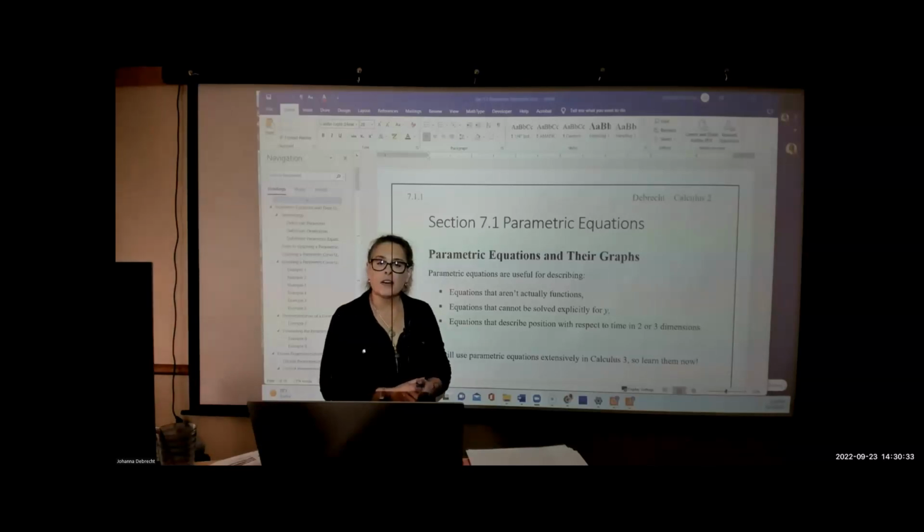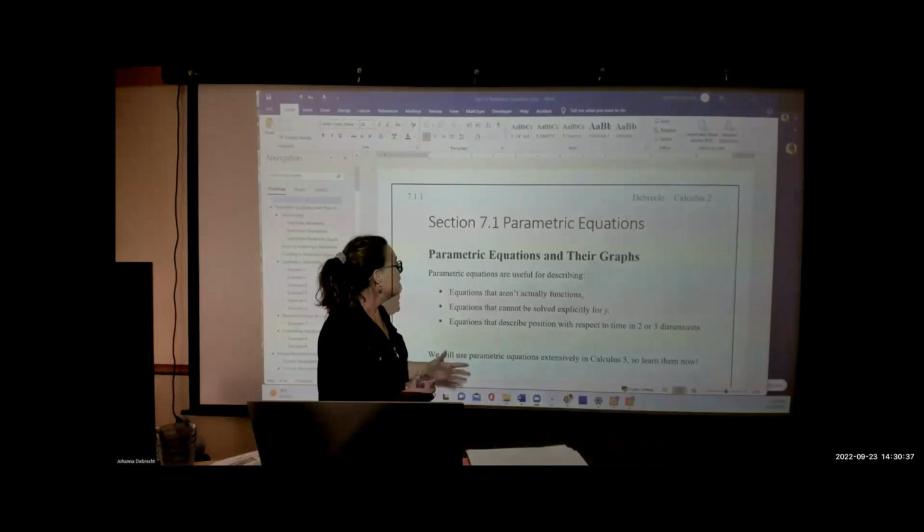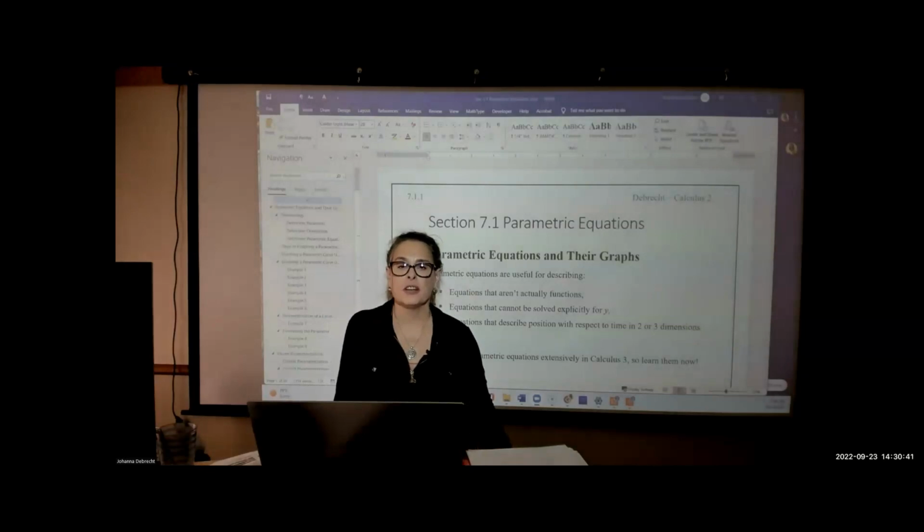So what I want to do now is share my screen with you so you can see the notes a little more easily. And then we'll get into defining what a parametric equation is and how it relates to what we already know for equations.